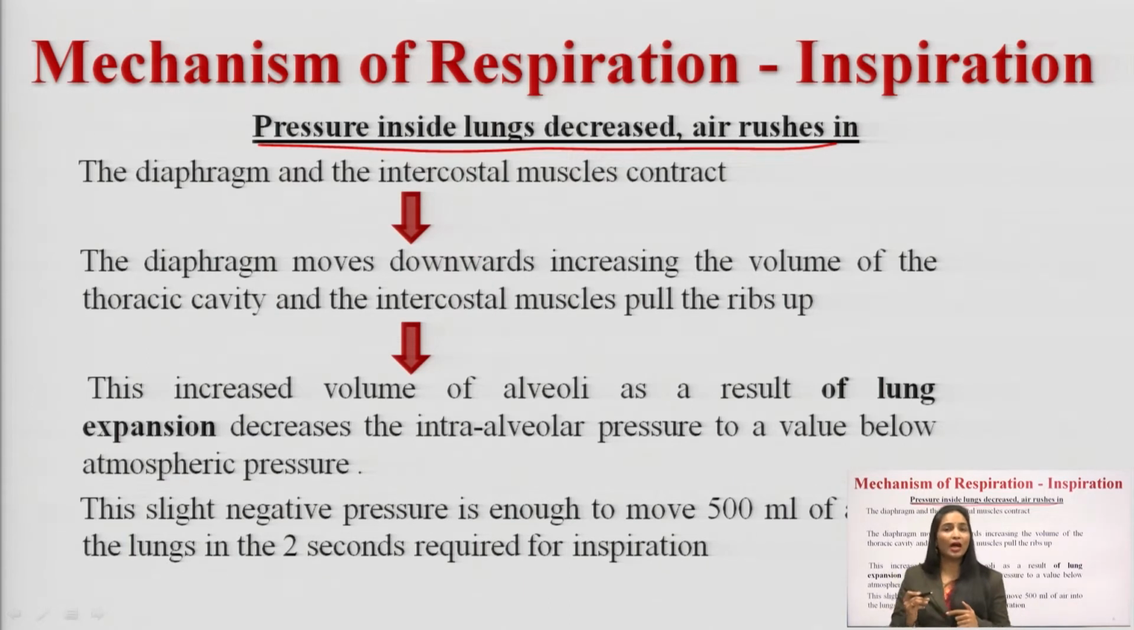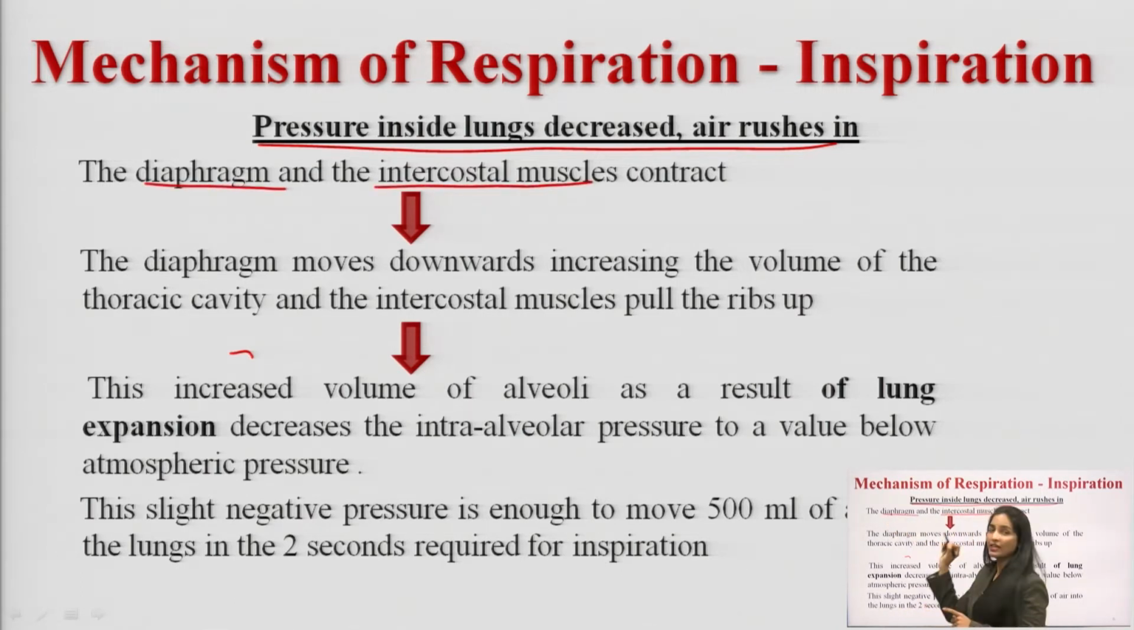So, what is going to happen here? What are the two muscles here? Diaphragm and intercostal muscles. In inspiration, these two muscles will get contracted. When the two muscles have contracted, what is going to happen? Here the diaphragm moves downward, and the intercostal muscle pulls; it keeps the first rib in a constant position and pulls the rest of the ribs to the upper part.